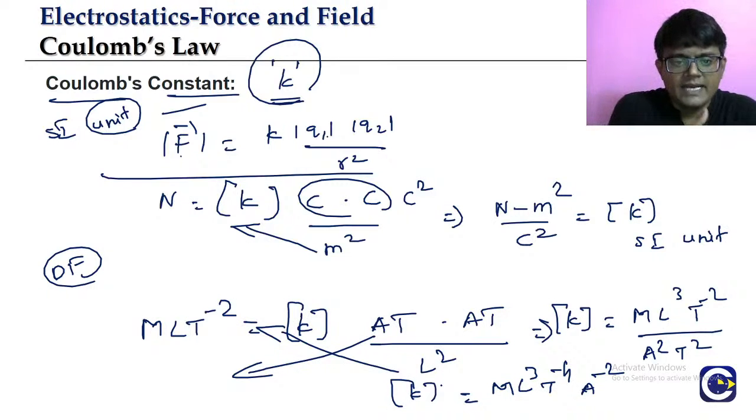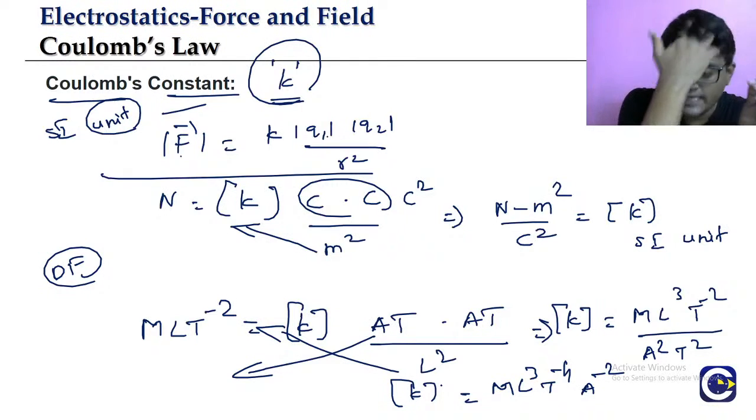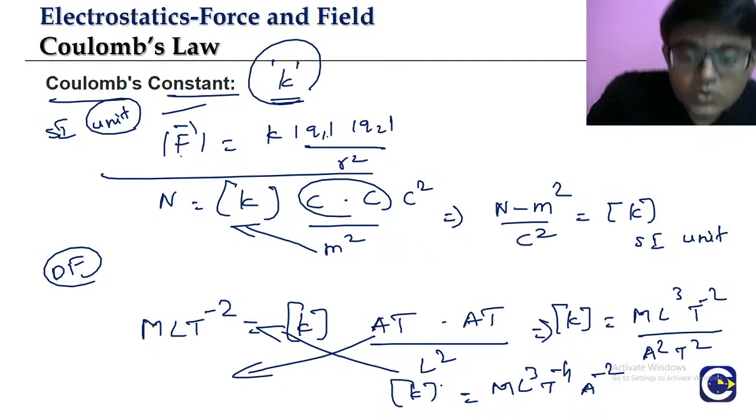For the symbol of current, either we can use A, or we can also use the symbol I. Either we will use the symbol A, or we can use the symbol I. So this is about the understanding of the Coulomb's constant: what is the SI unit of the Coulomb's constant and what is the dimensional formula for it.